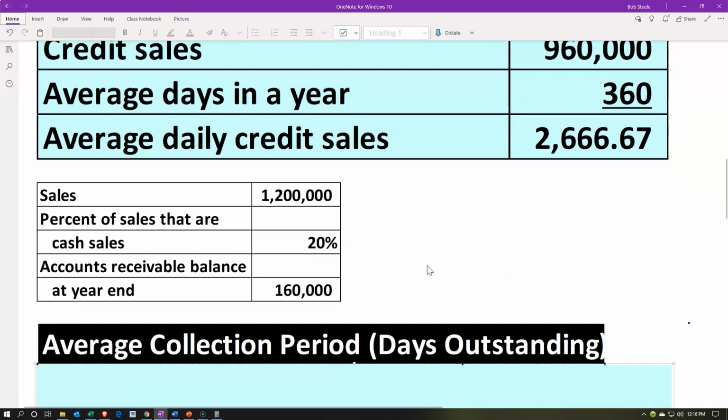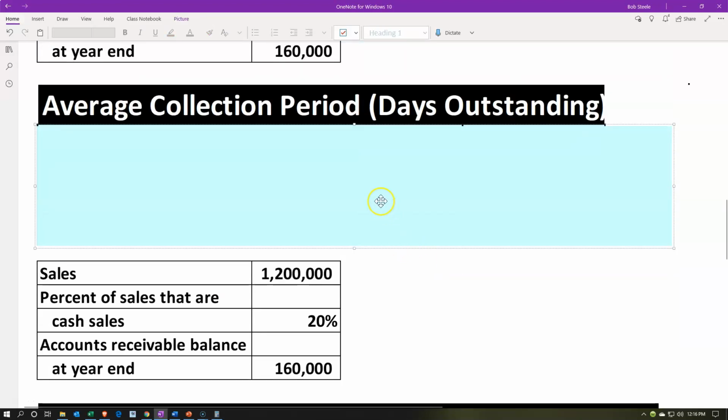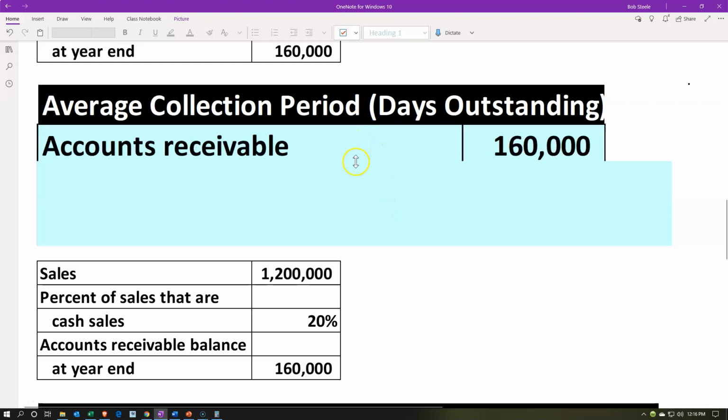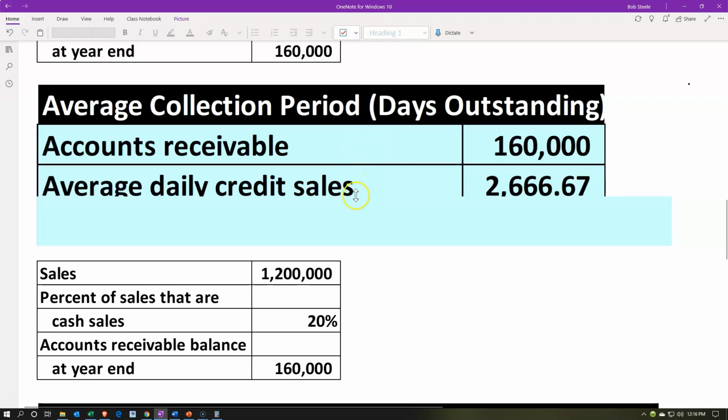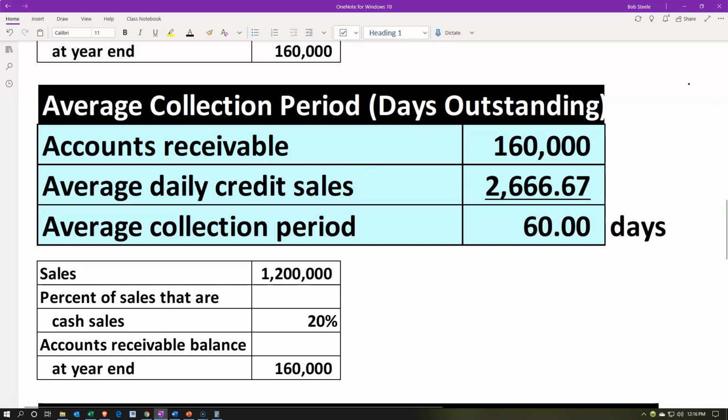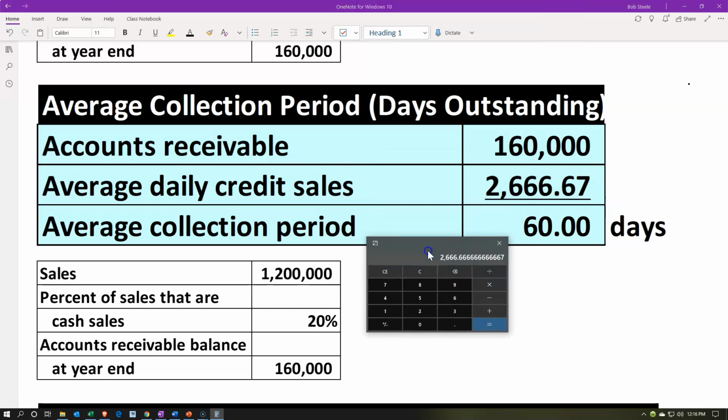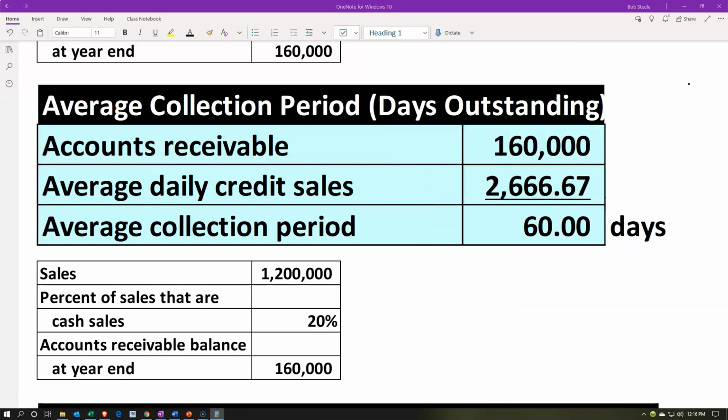Once we have the average daily sales number, we can go to the average collection period, the days outstanding. So the days outstanding could then be the accounts receivable, the 160,000 divided by the average daily sales, 2,666.67 about, to give us the average collection period, or the number of days outstanding. And that's going to be about 59, about 60 days. So we have rounding. Rounding's always going to be an issue. So we're thinking 60 days.